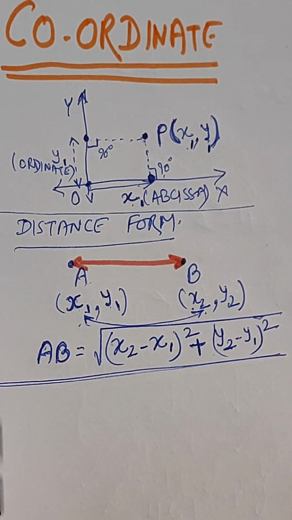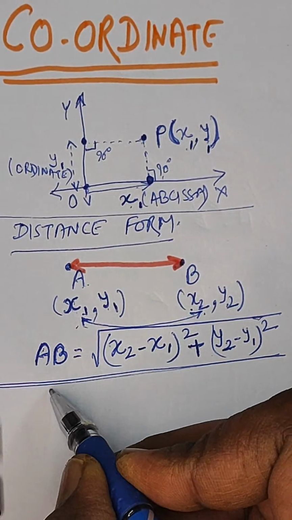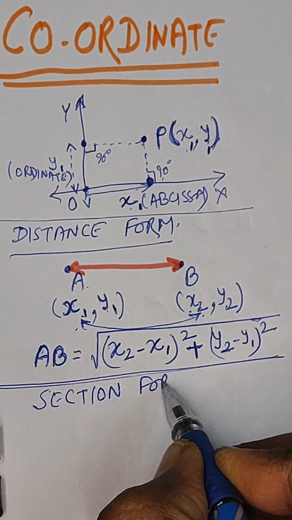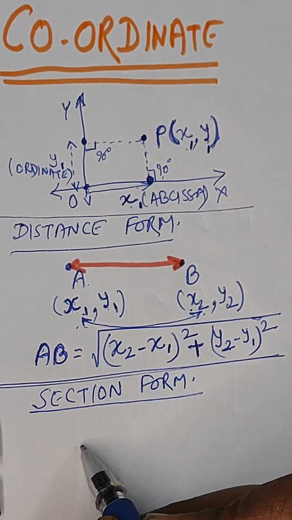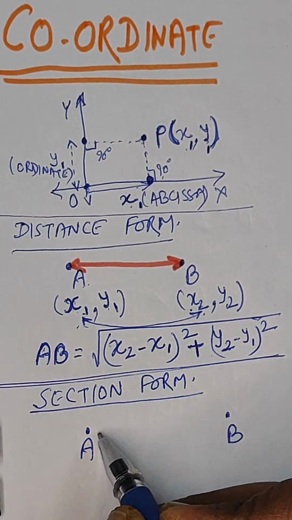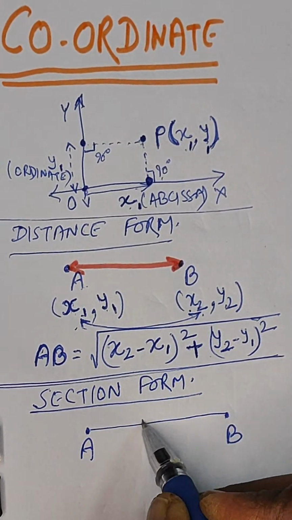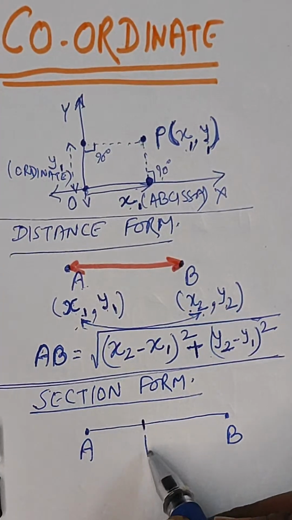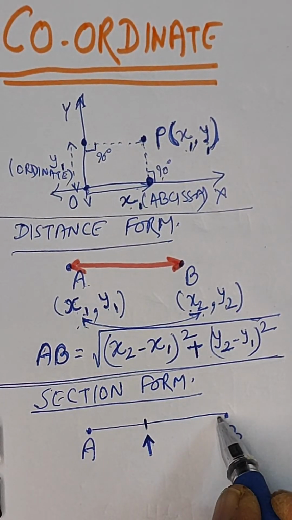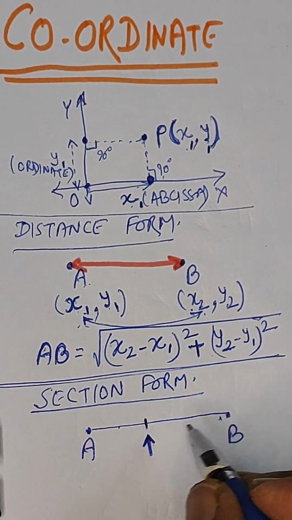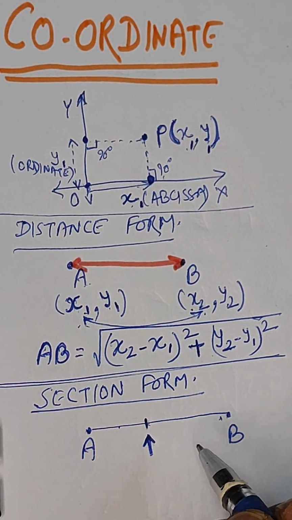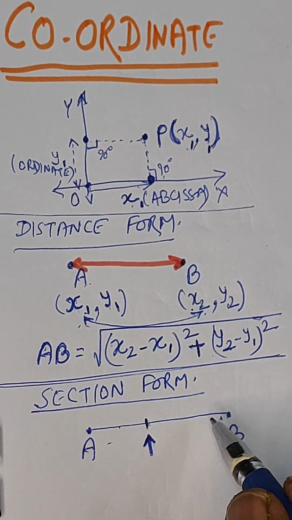After this, the basic formula you need to remember is the section formula. What is the section formula? If a point A is given to you, and point B is given to you, and there is a certain point in between which divides the distance connecting A and B in a certain ratio, then how to find the coordinates of the middle point, or the related questions on this.